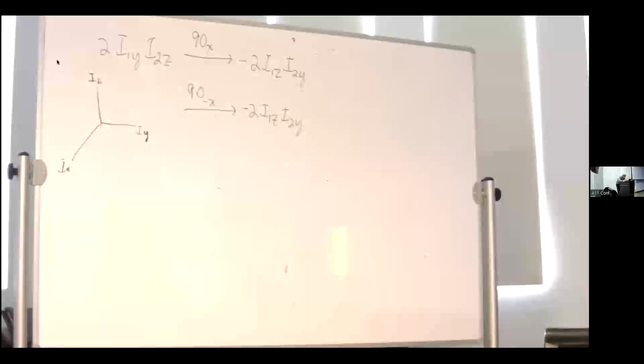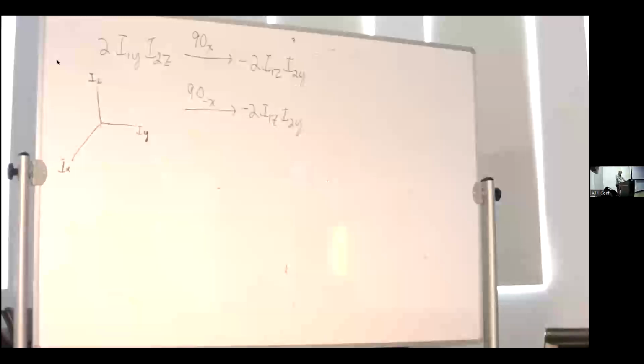Okay, then we have 2I1X, I2Y going to minus 2I1X, I2Y. A 180 around any axis takes X, Y to minus X, Y, all of them. A 180 about Y leaves the Y's alone but turns X to minus X. Or a 180 about X leaves the X's alone but changes Y to minus Y.